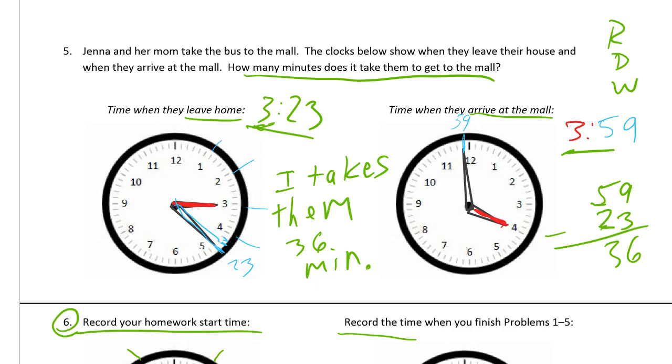And we could write, this is not really a number sentence, we could write it 59 minus 23 equals 36. You can put that there. And here's our subtraction, how we showed it.